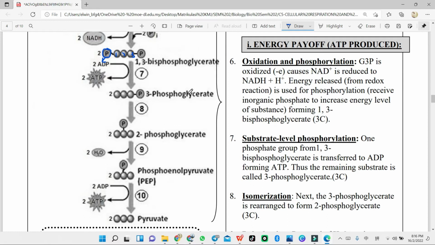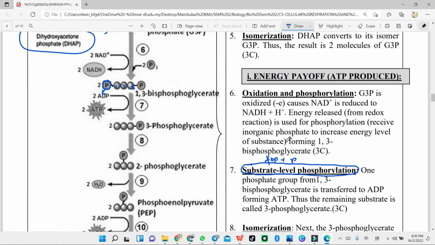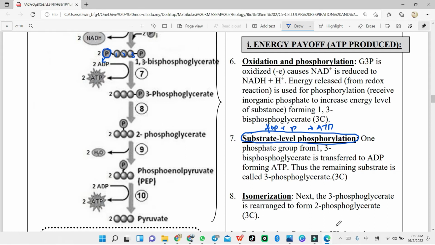And then the next reaction is substrate level phosphorylation, which will produce the ATP, because the ADP that was used previously will become ATP. So ADP plus the phosphate group generated by the compound will become ATP. Okay.